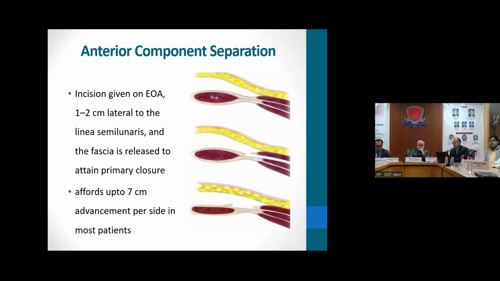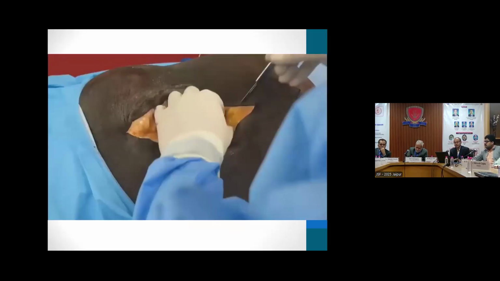There are two methods prescribed for it. One is the anterior component separation, another is the posterior component separation. In the anterior component separation, we give an incision on the external oblique aponeurosis. It is about 1 to 2 centimeters just lateral to the linea semilunaris, and the fascia is released to attain the primary closure. It can give up to a 7 centimeter advancement on both the sides, and the rectus muscle is brought to the midline.